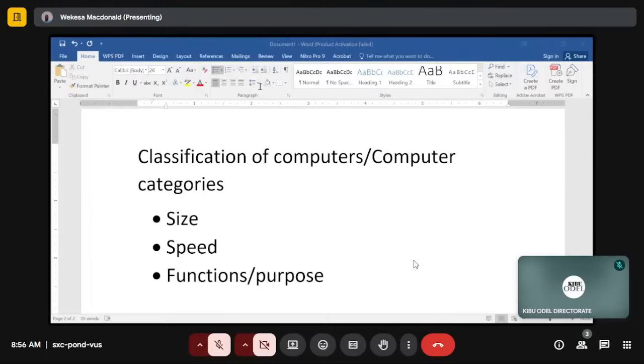Acha tupumzike kidogo. Unapumzika like just 2 minutes. You can have a break of 2 minutes and come back. Tuanze to classify computers kuanzia saa 3, sawa? Kuanzia saa 3 let us classify computers. So for those who can have a break, toka nje kidogo, punga hewa. Wakunywa maji wakunywe, wakunywa chai wakunywe.